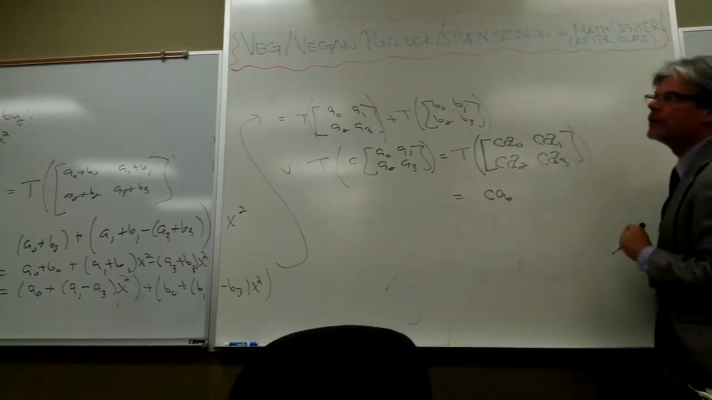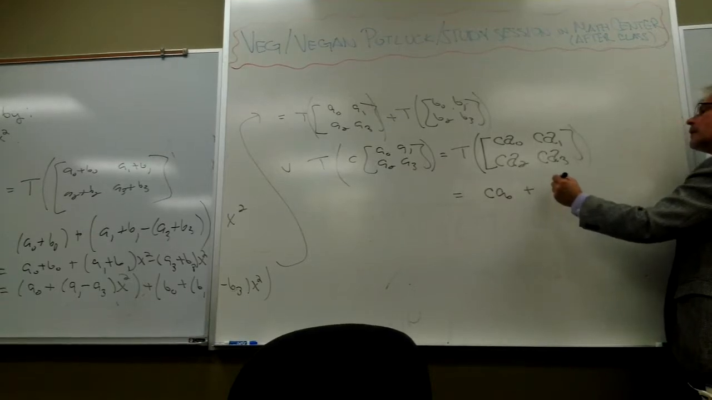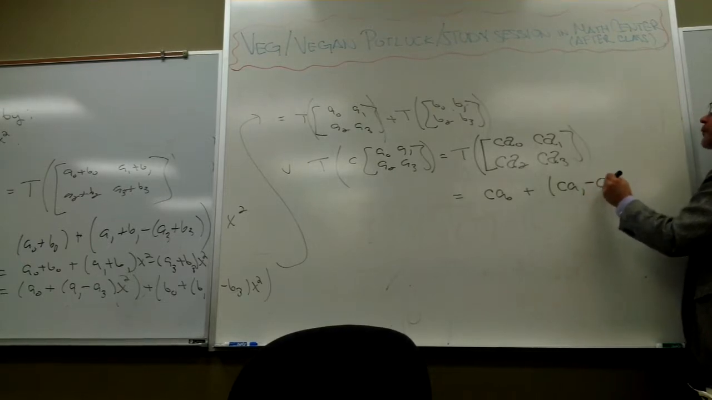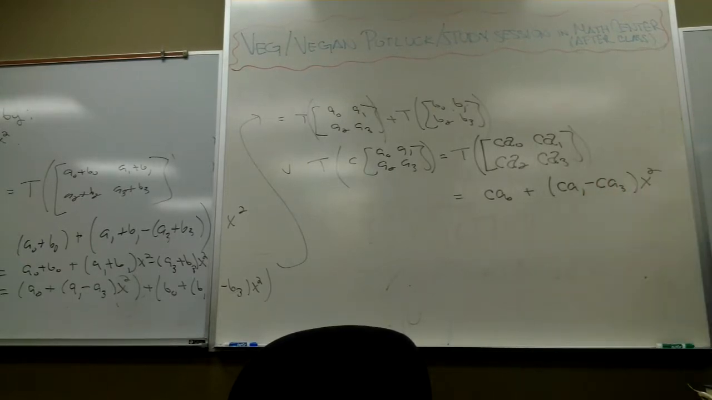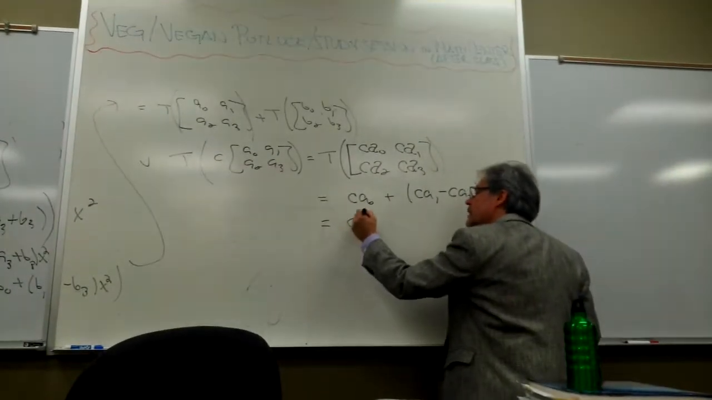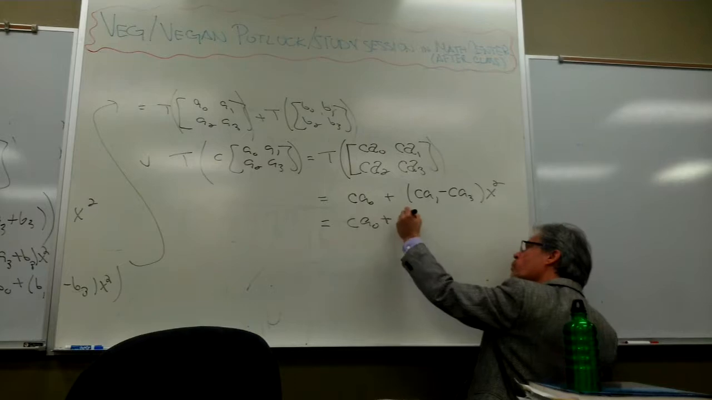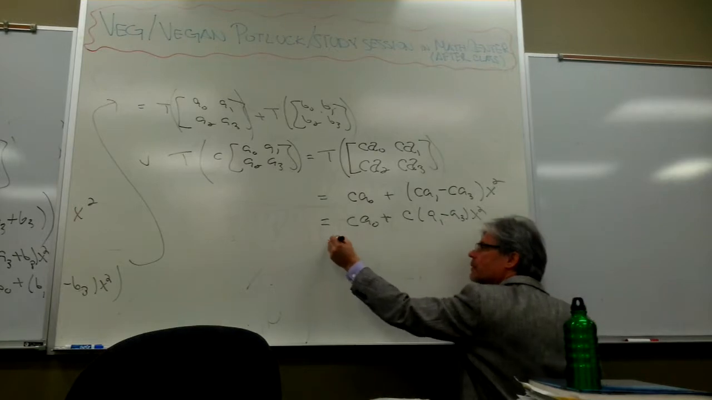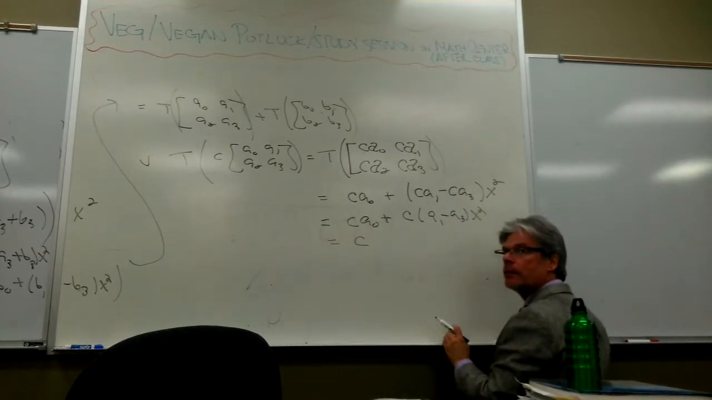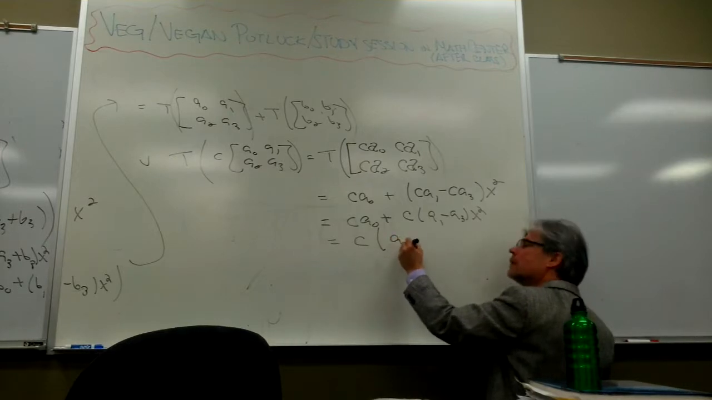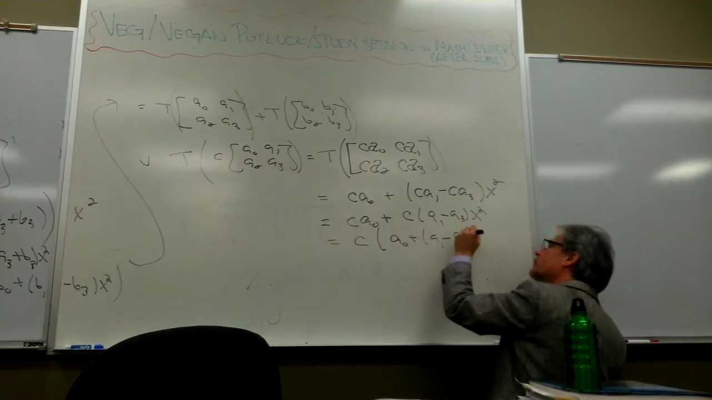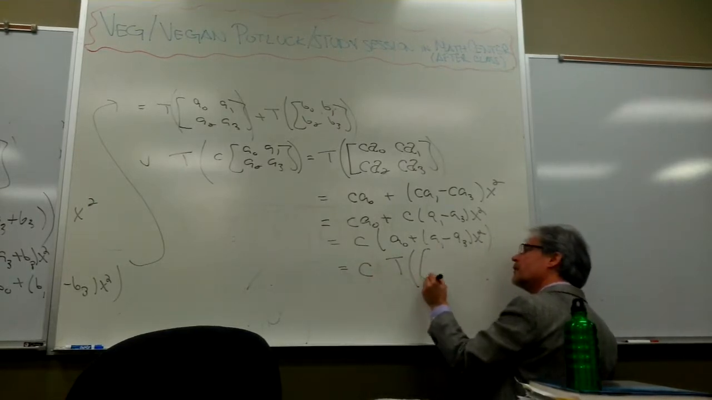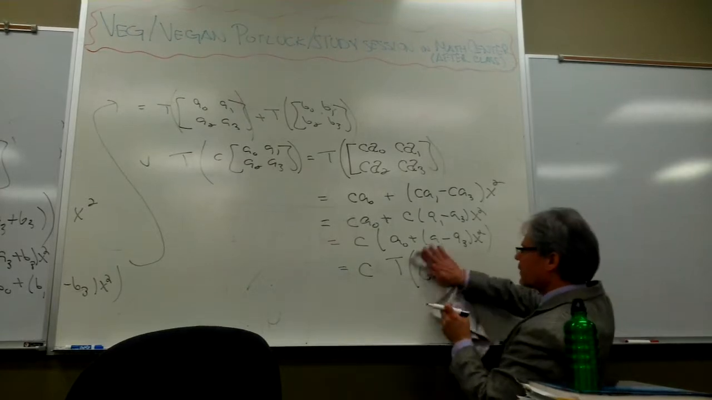C A sub naught, plus 1, parentheses, C A sub 1 minus C A sub 3. Okay, perfectly put. I agree. Or shall we say C times (A sub naught plus 1)? Good. Pulling the C out. What should I say next? A sub naught plus (A sub 1 minus A sub 3) x squared. Or shall we say this is just C times the transformation of this matrix, with my A's.